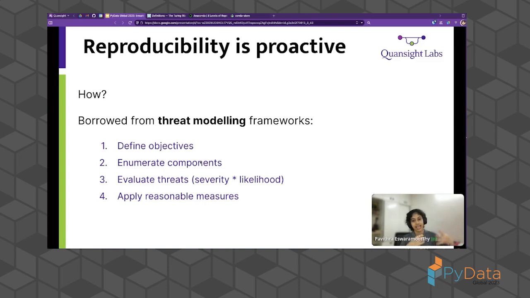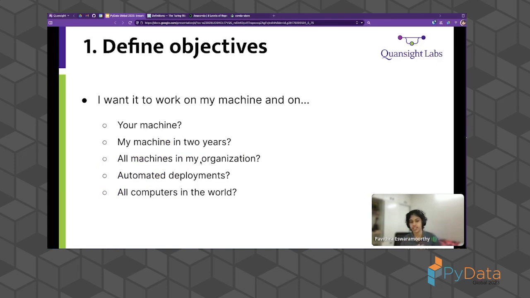So the 4 steps in this framework are defining your objectives for reproducibility, enumerating components, evaluating threats, and finally, once you know the threats, you apply reasonable measures to overcome them. Going through these one by one. So what do we mean by defining objectives? Here, the whole idea is to think about this before the application is complete. So you're thinking about when you're working on something, what is my definition of reproducibility for this application? Let's just take application as an example for today, right?